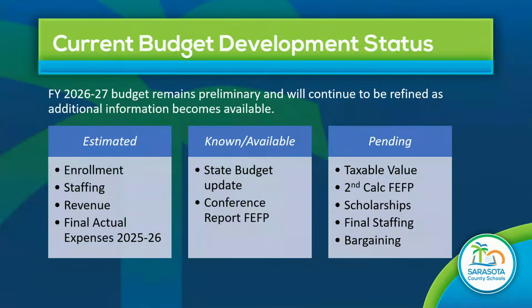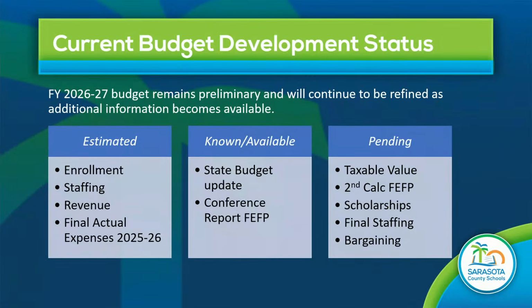So we are estimating enrollment, which obviously creates an estimate in staffing, because your enrollment should always align to your staffing. We are estimating our revenue because we don't have every dollar accounted for, because taxable values are not done until July, so we still have some time for that. And then we are estimating our final actual expenses. So you know that process there, there's a couple of months where we true up everything, our final POs, everything is finalized, and we close out the 25-26 school year.